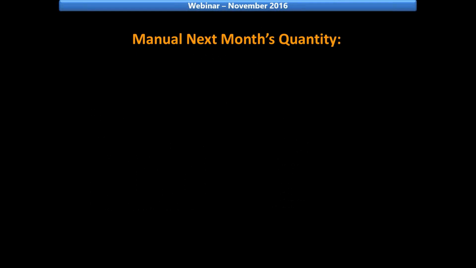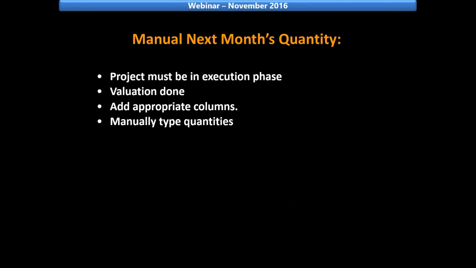So let's have a look at the next month quantity first. For the manual quantity input, we need the following. The project must be in execution phase. Guys, remember that the next month quantity is a post-tender feature, meaning that the project should be in execution phase. We should have set up the valuation already. We then only add the appropriate columns we need, and we type in the manual quantity forecast quantities. It's real straightforward. We're going to set it up now using our Candy tool.